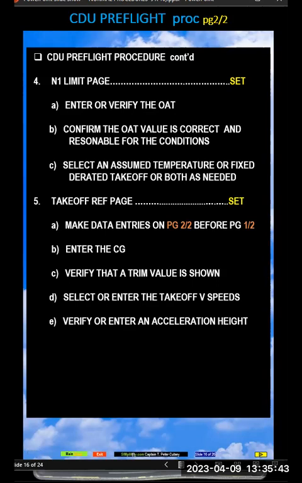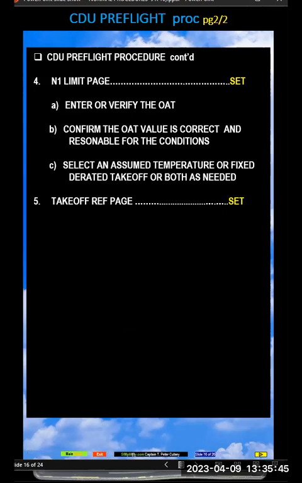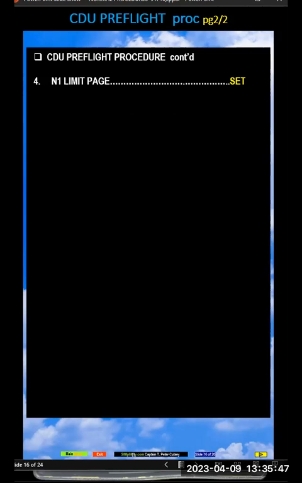Now, you will find that in the real world, once you come to the N1 limit page, you're going to pause there because you haven't done the performance. So what would normally happen is once you get to that point in the CDU pre-flight, you would then do your own pre-flight check or procedure, that is.